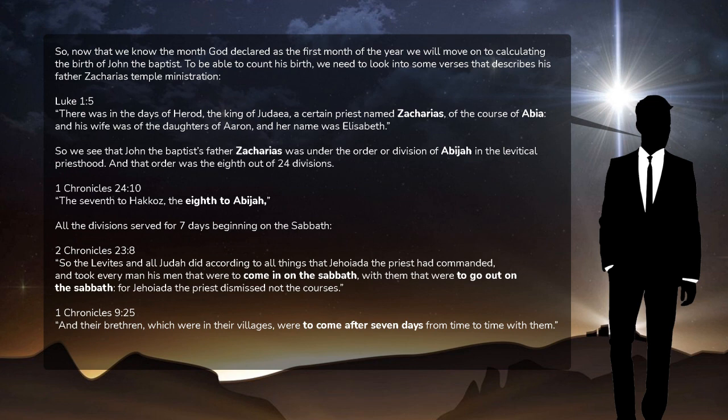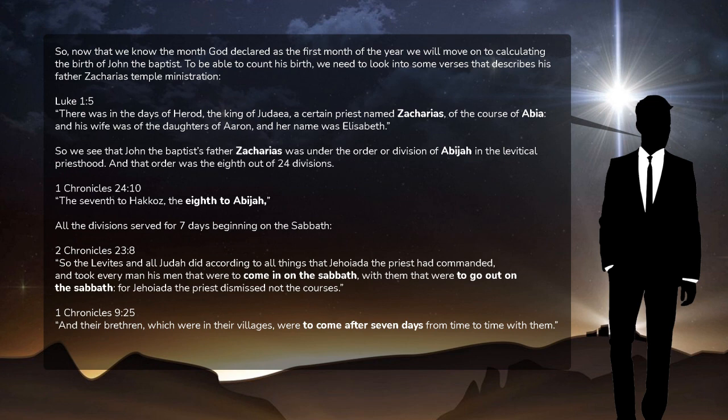2 Chronicles chapter 23 verse 8. So the Levites and all Judah did according to all things that Jehoiada the priest had commanded, and took every man his men that were to come in on the Sabbath, with them that were to go out on the Sabbath, for Jehoiada the priest dismissed not the courses.